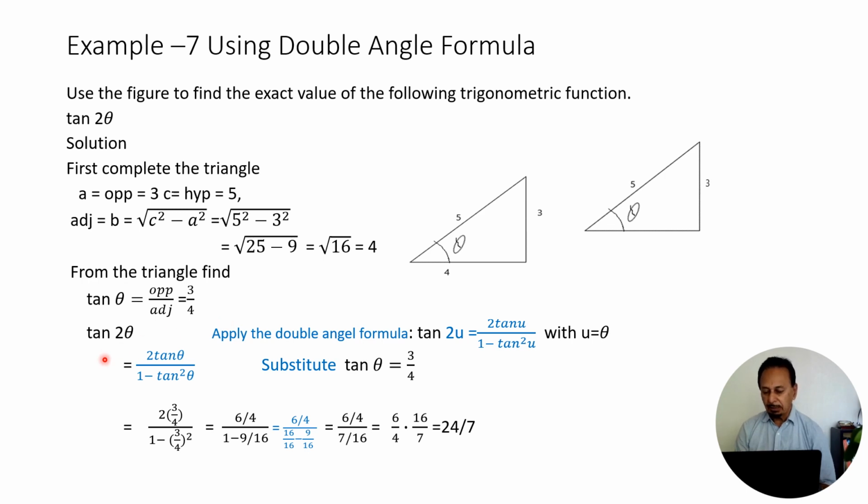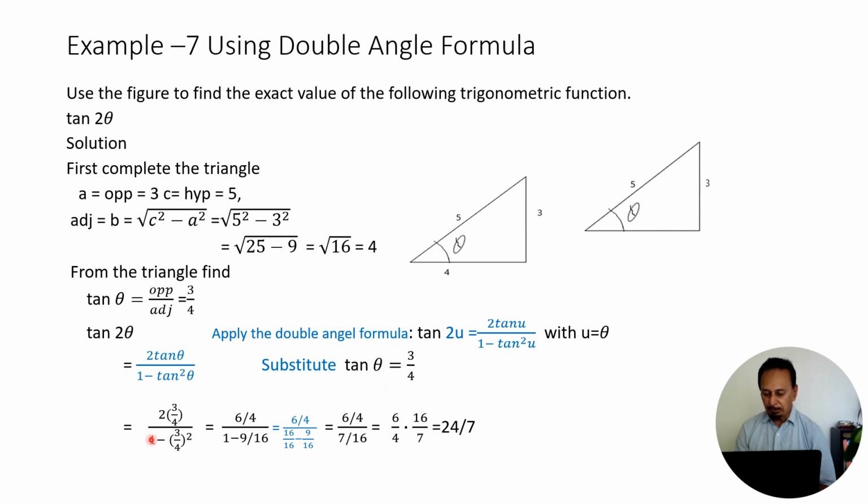Now to find tangent 2 theta, we have to rewrite it in terms of tangent theta, and we have a double angle formula: tangent 2u equals 2 tangent u over 1 minus tangent square u. So if you put theta where the u is, this becomes tangent 2 theta equals 2 tangent theta over 1 minus tangent square theta. Now we just substitute tangent theta, which we just found, 3/4.